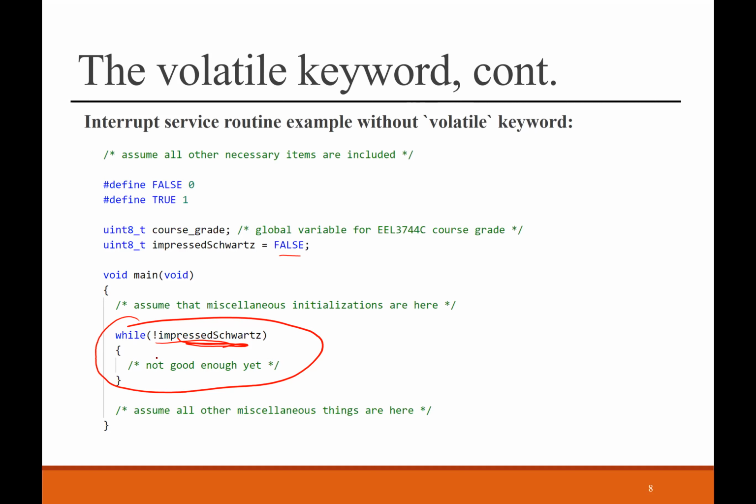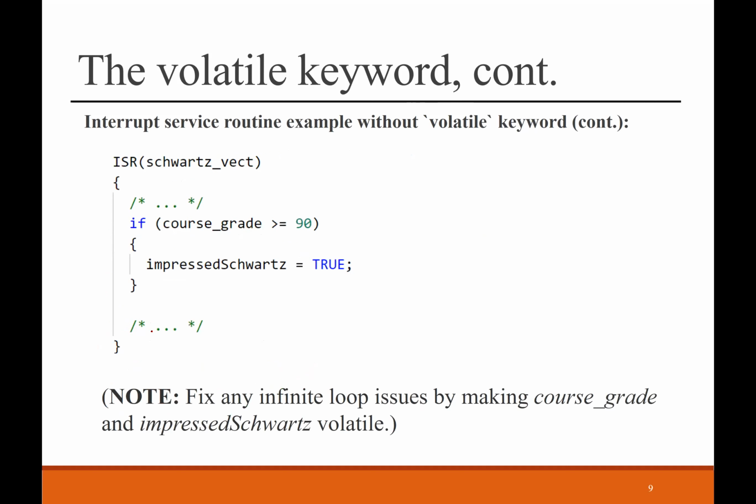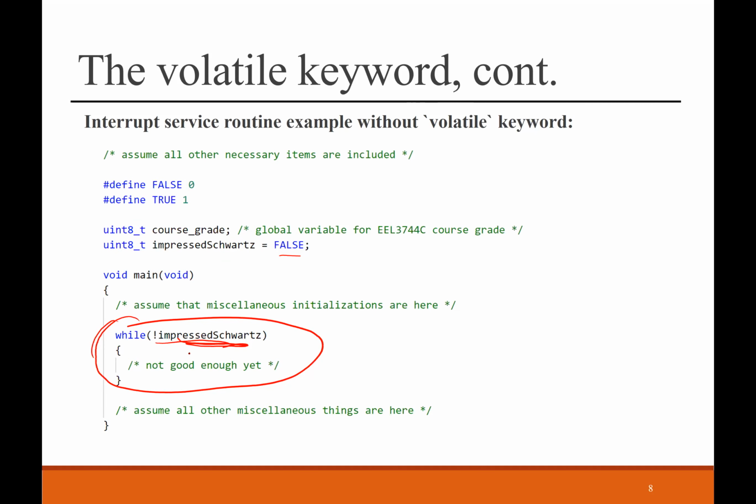Okay, so if impress Schwartz is changed in an interrupt service routine, again, the compiler doesn't know anything about interrupt service routines. At least it doesn't know that that runs kind of out of order. This looks like an endless loop. So let's look what we do inside the interrupt service routine. Here I said, okay, if the course grade is greater than 90, something gets us in here. Who knows what it is? Maybe a timer, maybe some external interrupt, whatever. It says, hey, if the course grade was greater than 90, then impress Schwartz is true, and that would get us out of this loop.